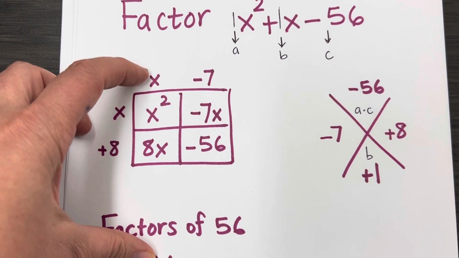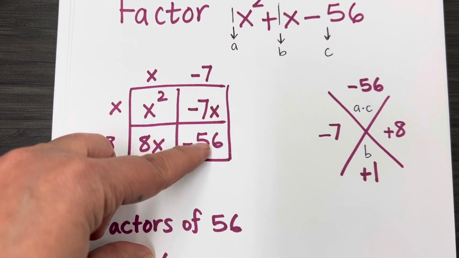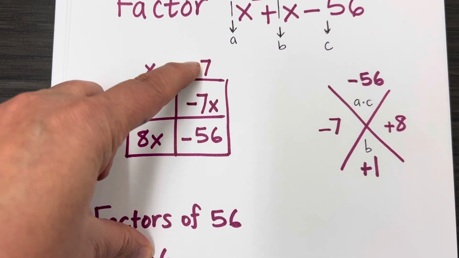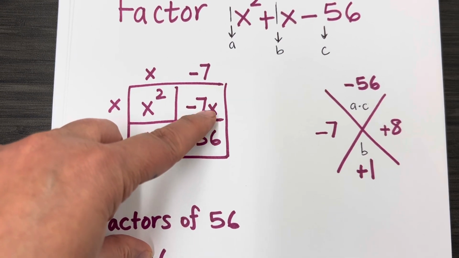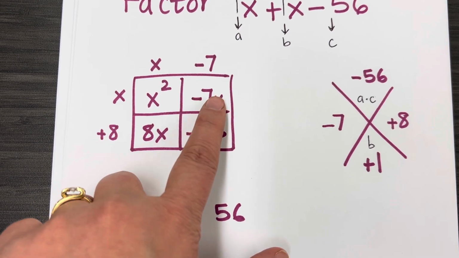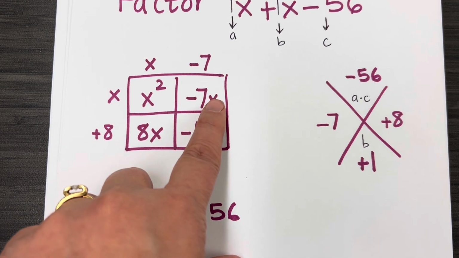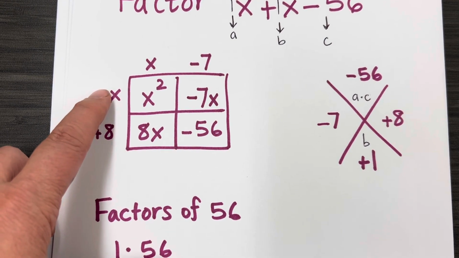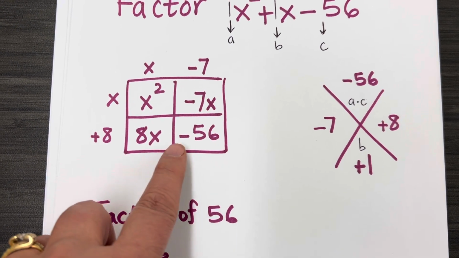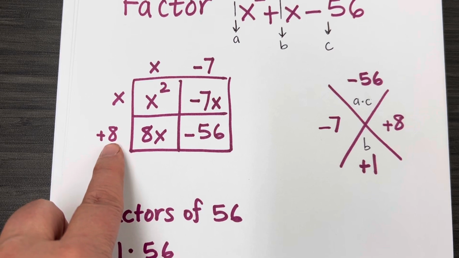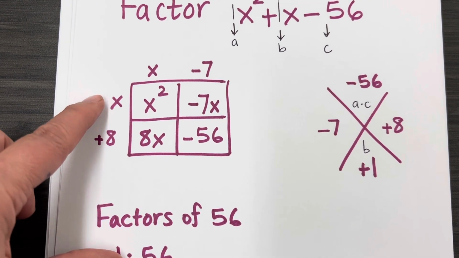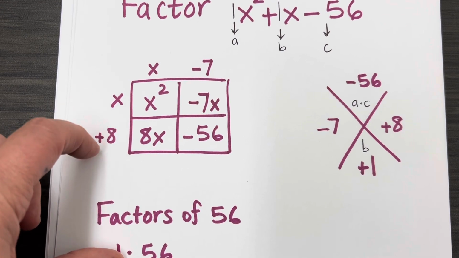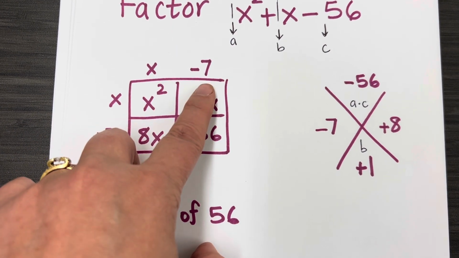Their GCF is x. For these two terms, the GCF is negative 7, meaning I can divide negative 7 out of both of these. These two, x squared and negative 7x, they have an x in common. These two have a positive 8 in common. That is their GCF. So that's going to give me the two factors, x plus 8 and x minus 7.